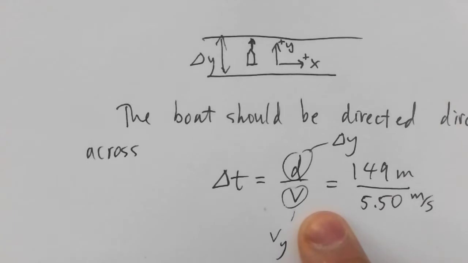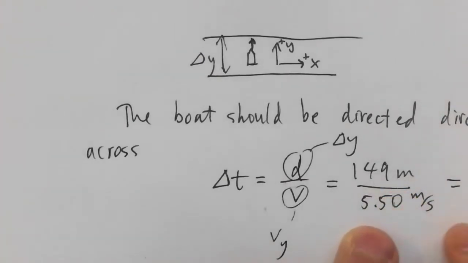Is everybody good on that? Does that help you? Okay. That's how I remember these things. And so 149 divided by 5.50 is 27.1 seconds. All right, so that gives us the time.